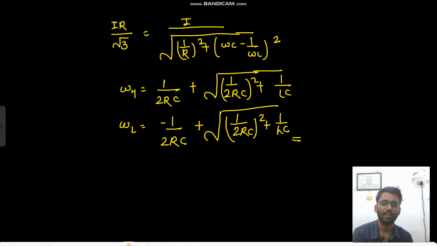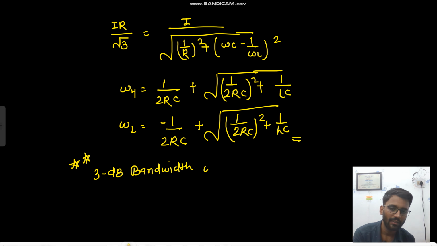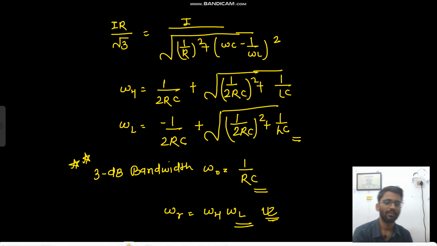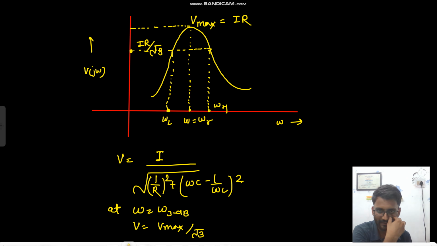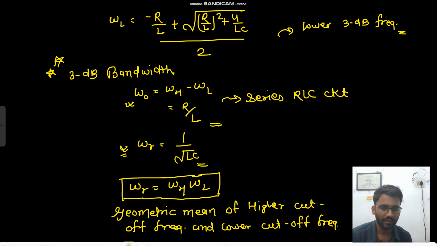Okay, so for the 3 dB bandwidth, this is a very important formula. Your 3 dB bandwidth will be 1 by RC, right? And there will be one more relation between the resonance frequency and the upper and lower cutoff frequencies, that is equal to this. So this is the complete analysis, right?